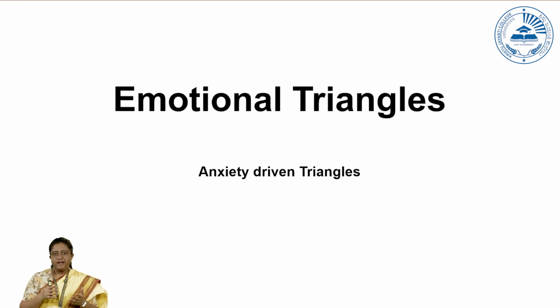Now, this process where a third party, in this case the children, are brought into the relationship or into the conflict, is known as an emotional triangle. And when the children get involved in this emotional triangle and are stuck in it, this process is called triangulation.